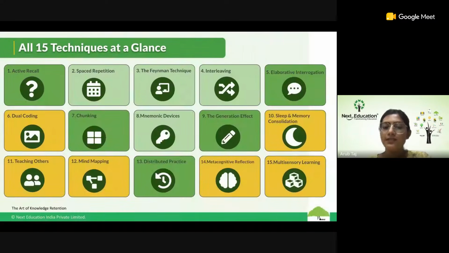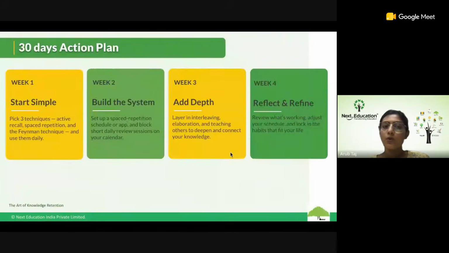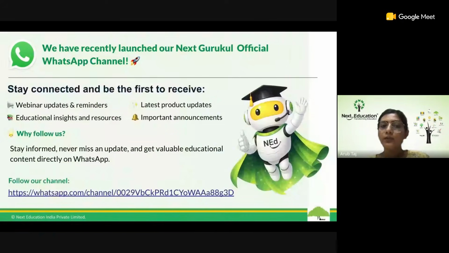So elaborative interrogation and interleaving, where mixing two different pieces of information which are interlinked will also help you. Try it out, and whatever things you feel are good for your learners, you can move with that. So we have already seen this 30 days action plan also. We are done with it.